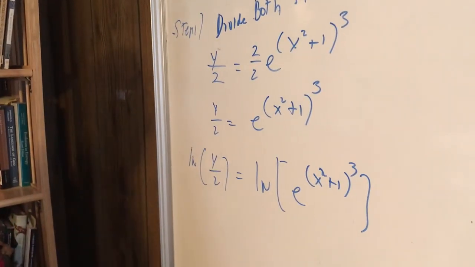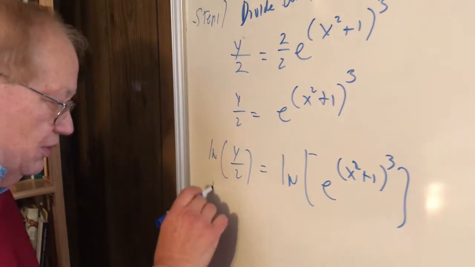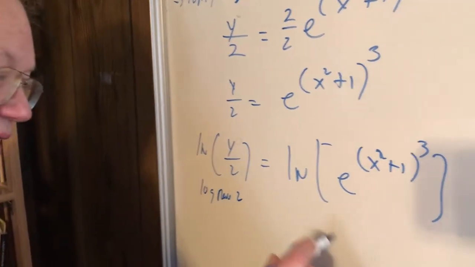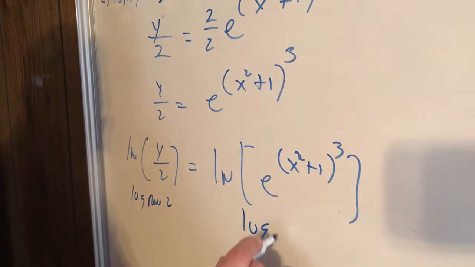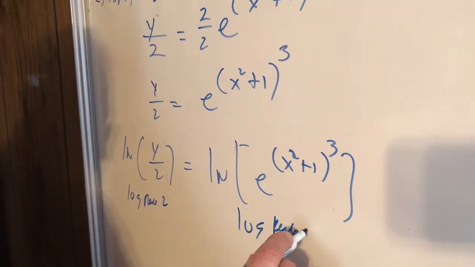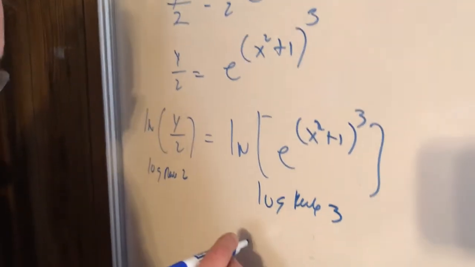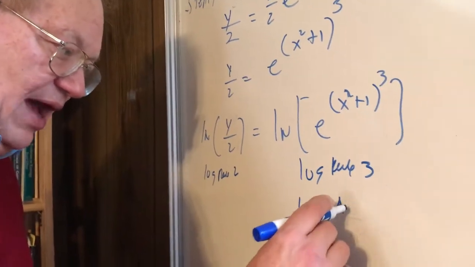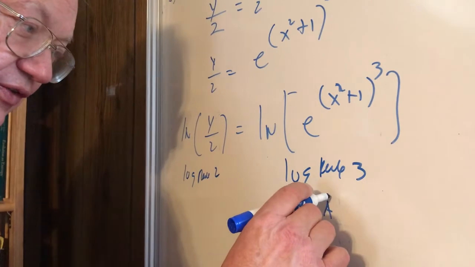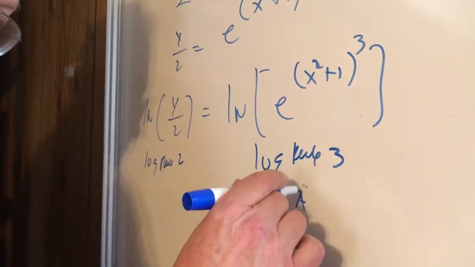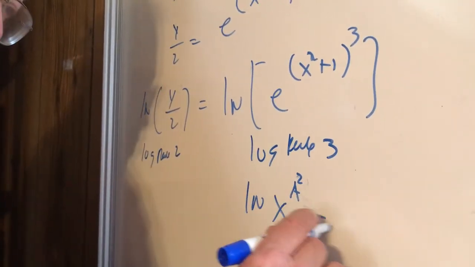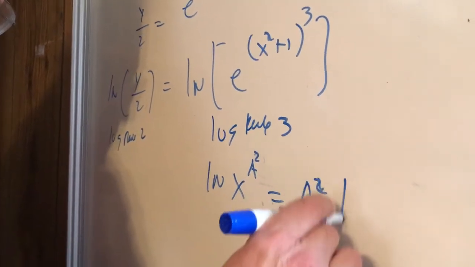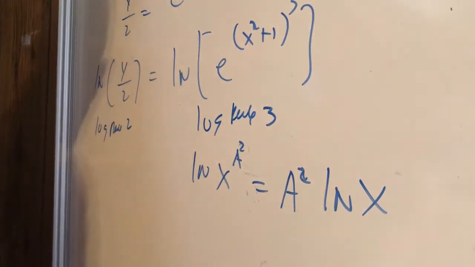Now, I'm going to take the natural log of both sides. I'm going to use two logs. I'm going to use log rule 2 here, and I'm going to use log rule 3 here. Basically, this is the natural log of x raised to any power. Even if there's a squared there, it doesn't make any difference. It would be equal to a squared, the natural log of x.